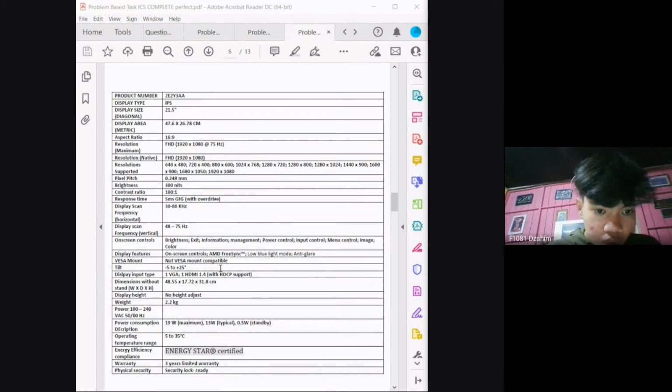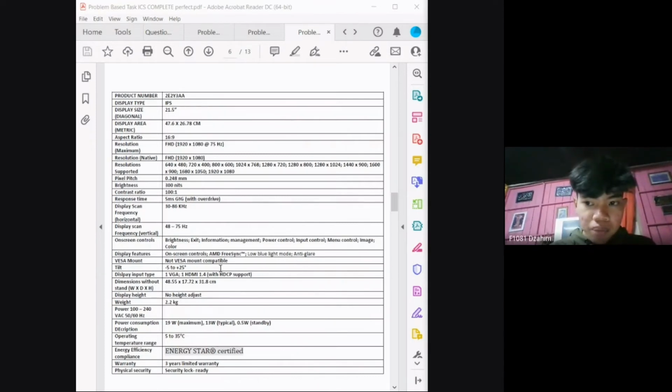The on-screen controls: brightness, exit, information management, power control, input control, menu control, and image color. Display features: on-screen control, AMD FreeSync, low blue light mode, anti-glare. VESA mount: not VESA mount compatible. Tilt, -5 to +25. Display input type is one VGA, one HDMI 1.4 with HDCP support.